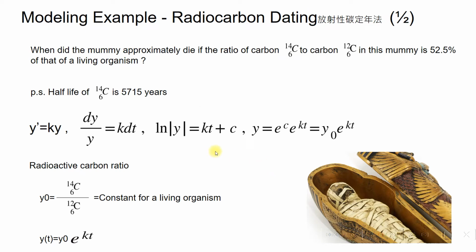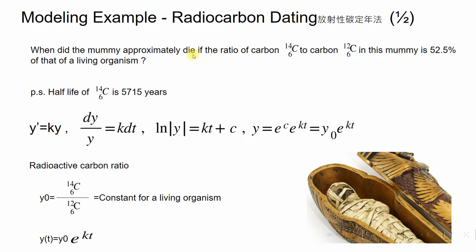Now we will discuss a modeling example, which is to use radiocarbon dating to estimate when did a mummy approximately die. In this specific example, it says: when did a mummy approximately die if the ratio of carbon 14 to carbon 12 in this mummy is 52.5% of that of a living organism?